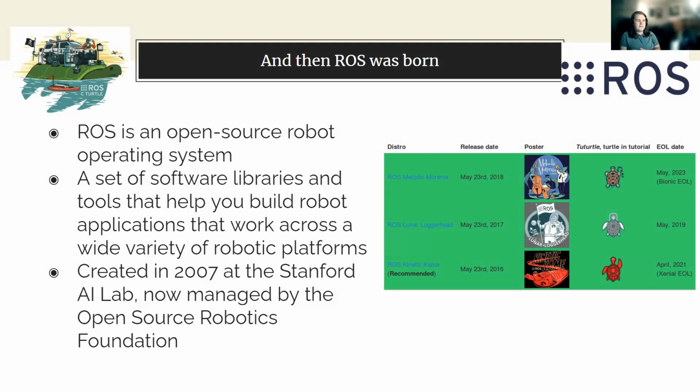It was created in 2007 at the Stanford AI Lab, and now it's managed by the Open Source Robotics Foundation. You can see on the right, these are the current supported versions. I think this one's a little bit out of date. The newest one is actually Noetic Ninjemys, which we'll look at a little bit later. And then they have these cute little icons, which are their mascot, I guess. So that's always fun. We'll get into what these versions mean and what they're supported for a little bit later. But yeah, ROS was born to help you standardize your code.